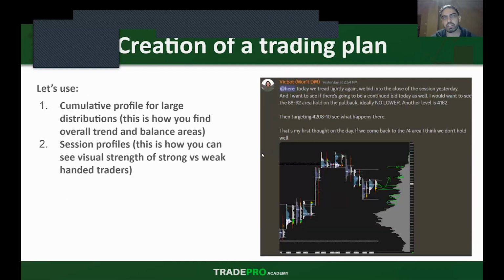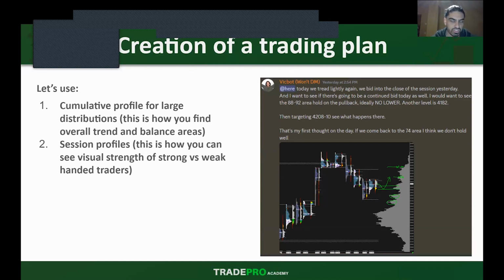So let's take a look at this. This is a trading plan that I had, I think it was yesterday. So this is the idea based on the large distribution. First, let's take a look at the cumulative large profile. This is how we find the overall trend and the balances. We're outside of our large cumulative profile, which we identified as 4170, or high 4160s, all the way down to 4120s. So we're above that. We're sustaining a bid at that 4175.